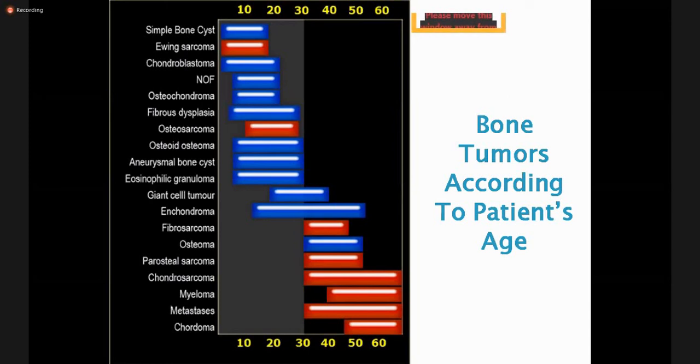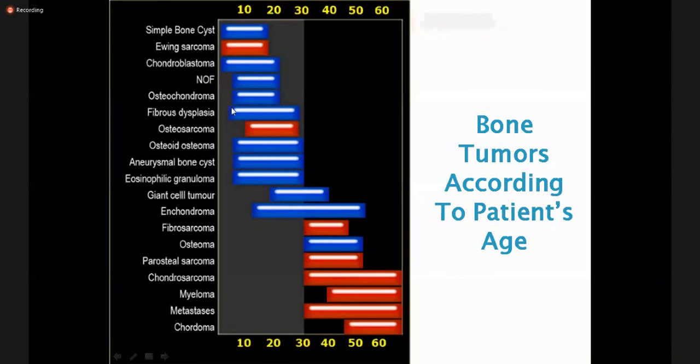Which tumors are common in a young age and which are common in old age? Basically, the division is between less than 30 and more than 30. In the first 2 decades, the simple bone cyst, Ewing sarcoma, chondroblastoma, non-ossifying fibroma, osteochondroma, and fibrous dysplasia are the most common. These are most common in the first 2 to 3 decades. These tumors have a typical radiological presentation, so they are diagnosed mostly on the basis of plain X-ray.